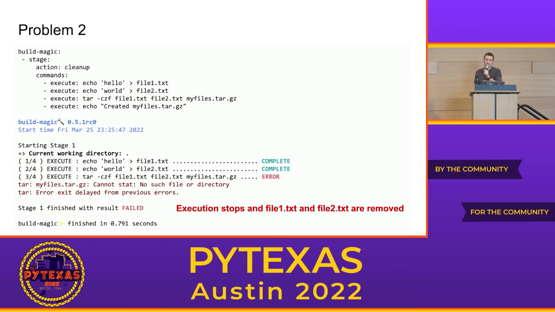But the big difference here is that execution stopped when it encountered the error, and it also removed file1.txt and file2.txt because I used that cleanup action. So this is nice because it becomes repeatable and it's not producing side effects whenever it runs.